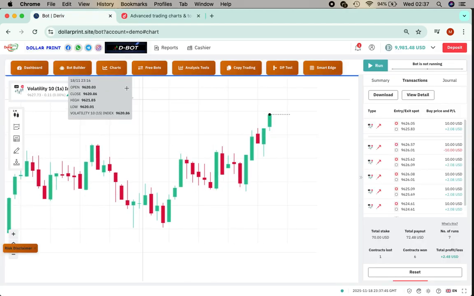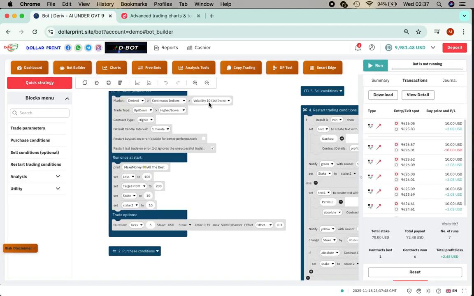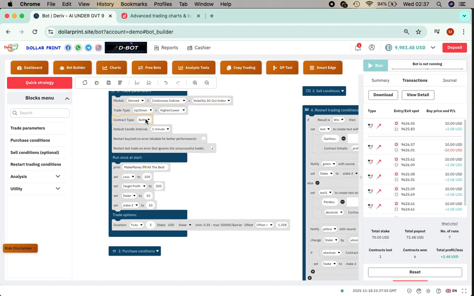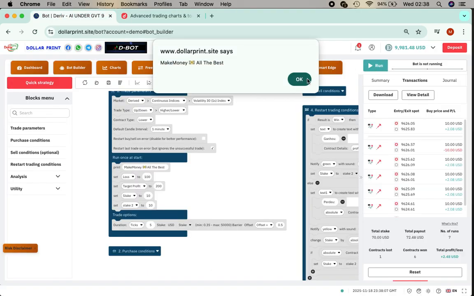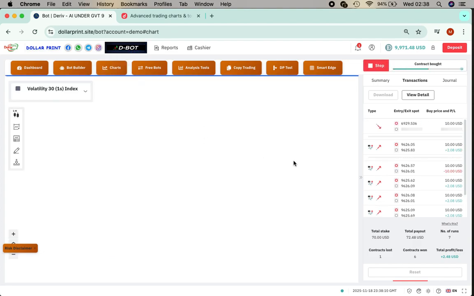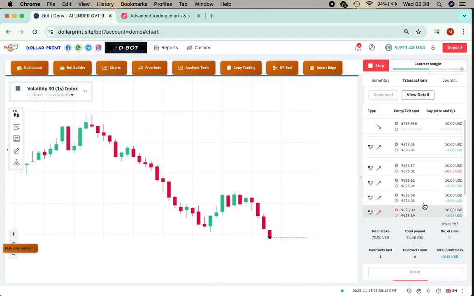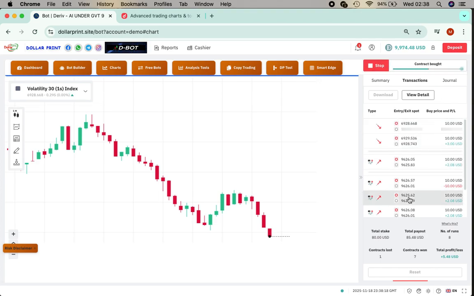So let me set volatility 30. Lower the offset, let me use 0.5 so that I can show that if you change the offset, the barrier, sorry, the market changes. As you can see, the market is already at a downtrend. So run the bot, come to the chart for confirmation. If the market turns to an uptrend, you only need to stop the bot. So the payout will be almost the same, as you can see, but it is at least at high.